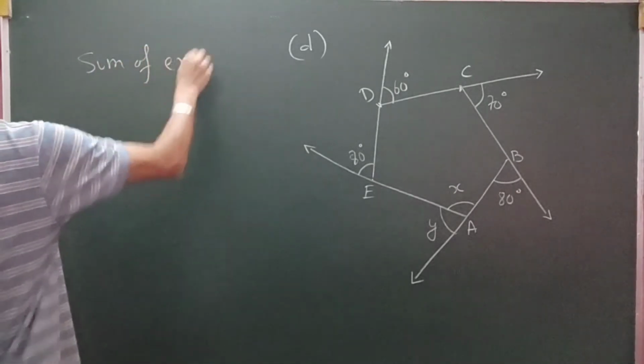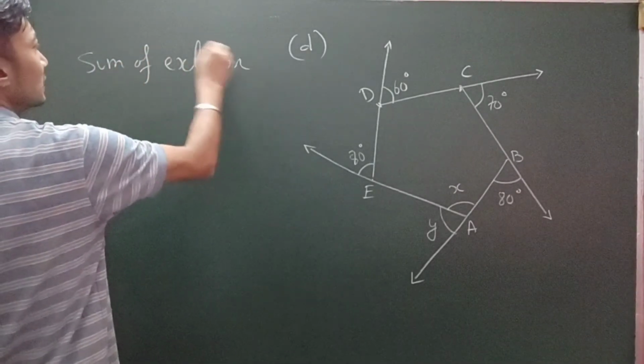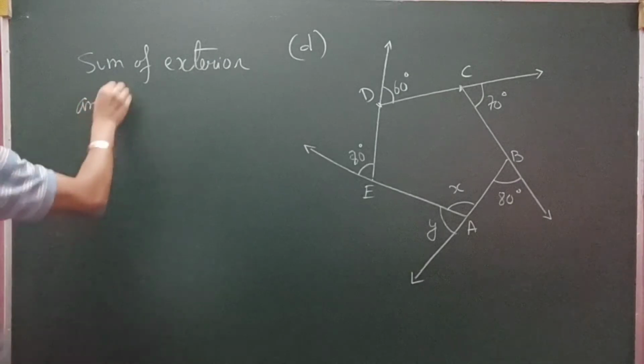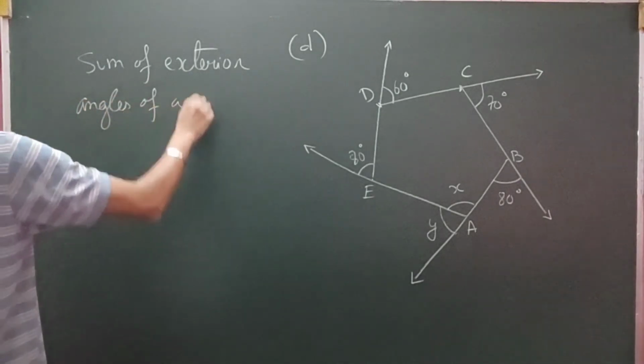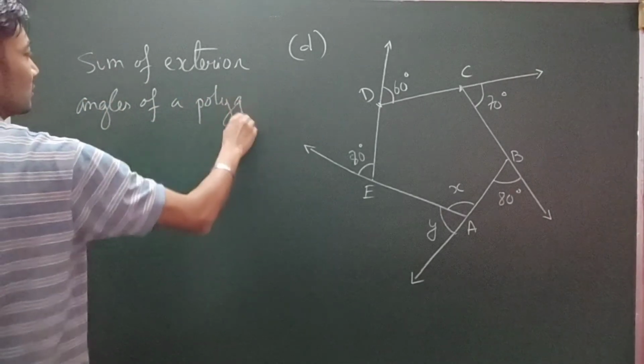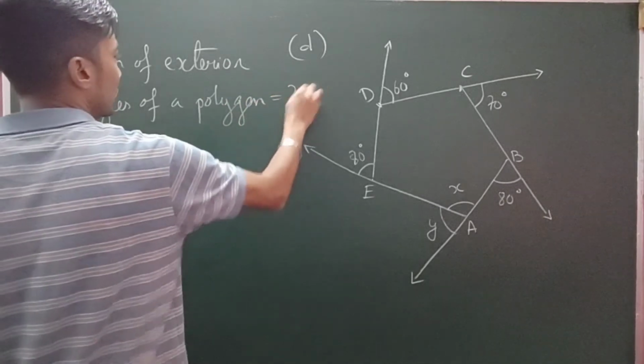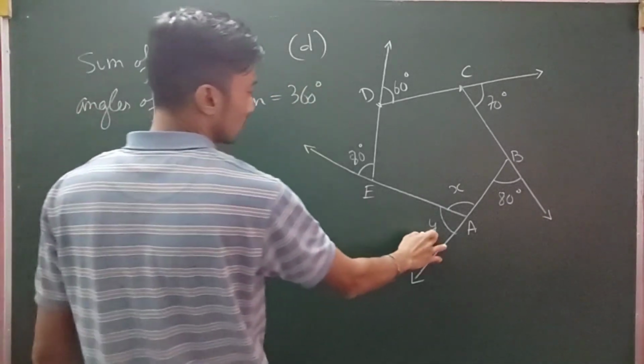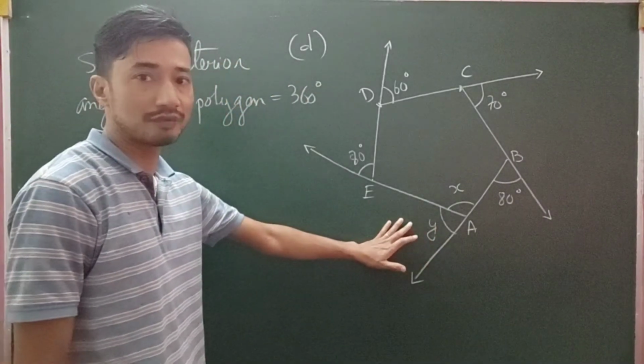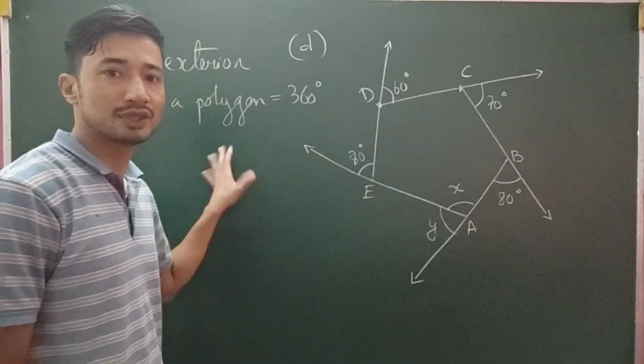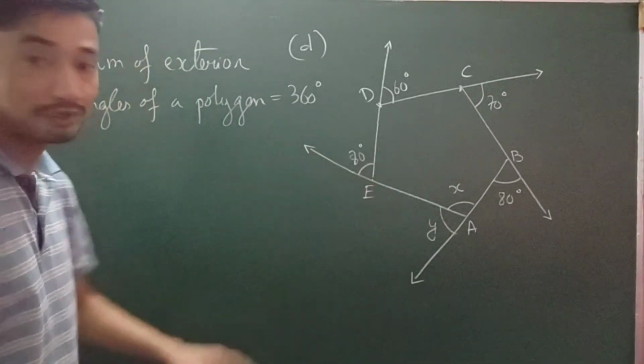Sum of exterior angles of a polygon. How much? 360 degrees. Don't forget to write this as y, okay? Because if your diagram is perfect, no need to mention anything special. We can directly write it down if the diagram is perfect.